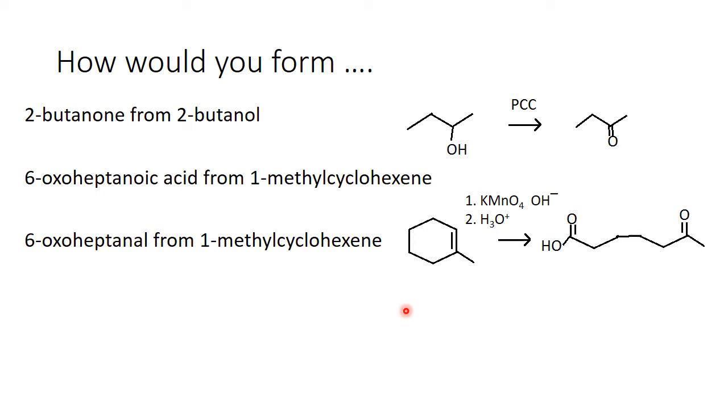To make 6-oxoheptanal from 1-methylcyclohexene, you're going to have to use a more gentle oxidizing agent so that this hydrogen on this carbon here is not oxidized down to a carboxylic acid. So what do we use? Here we use ozone and zinc acid.